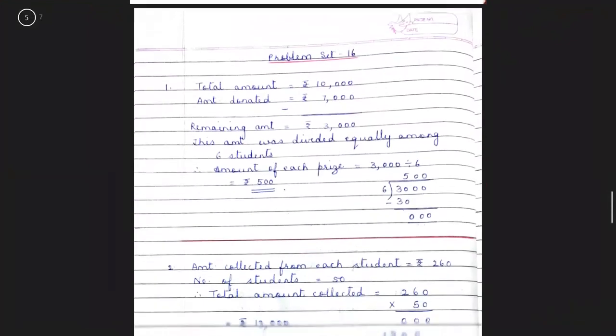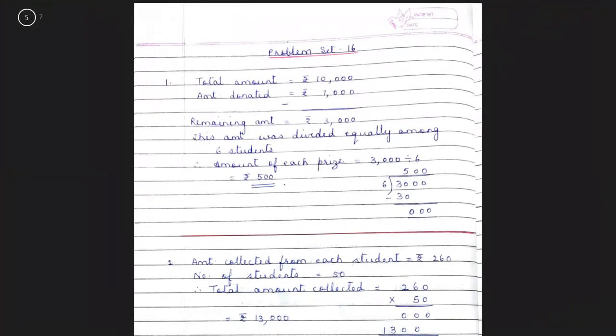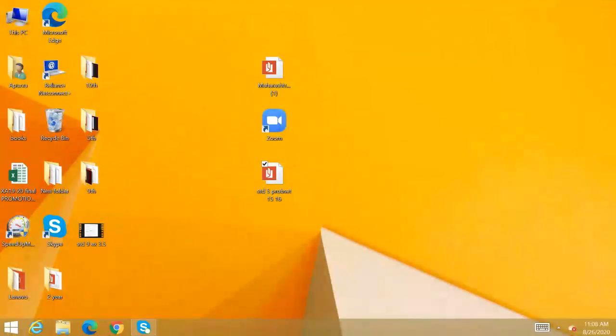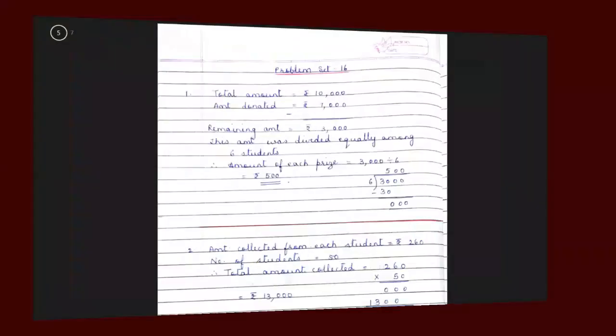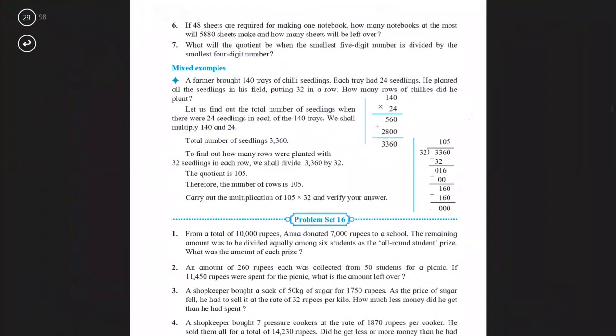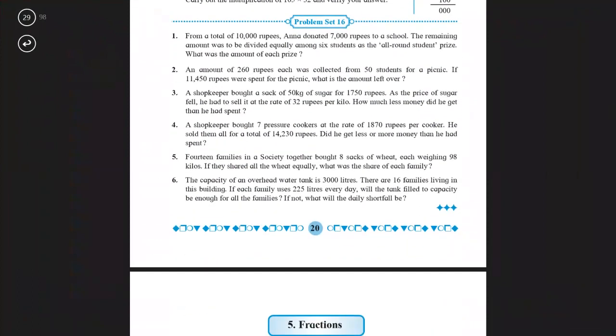Okay. We go to the next problem set, number 16, which is a combination of all the different types of operations that you have learned, that is addition, subtraction, multiplication and division. So you have to read the sum, understand what is to be done and then do it accordingly.